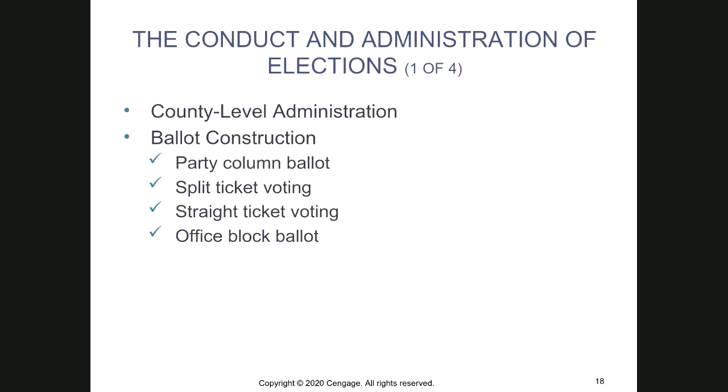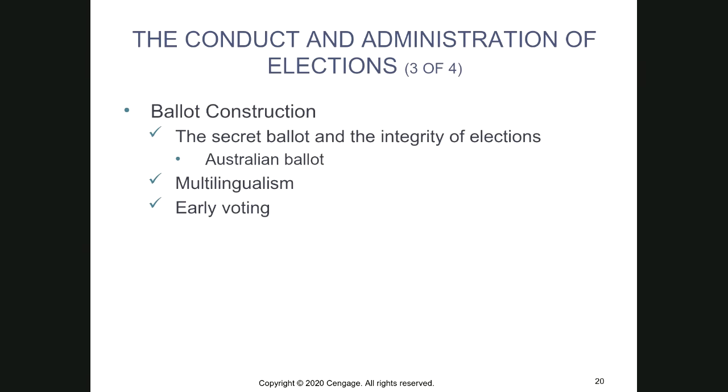So the major parties in Texas are going to support the use of the party column ballot. For a name to be placed on the general election ballot, the candidate has to either be a party nominee or an independent.